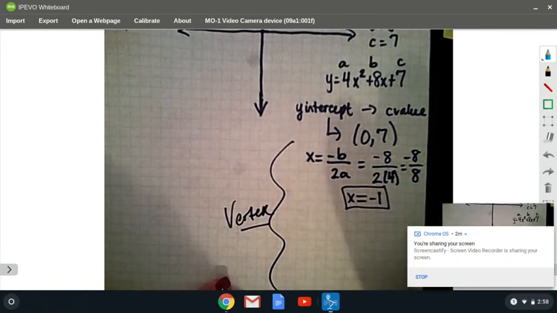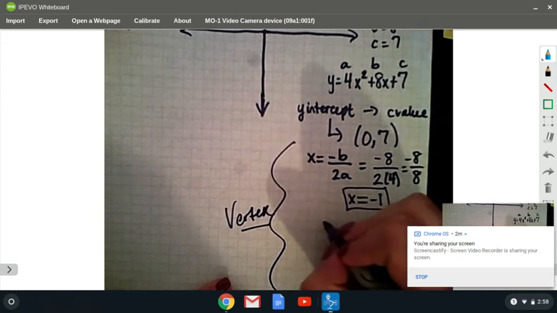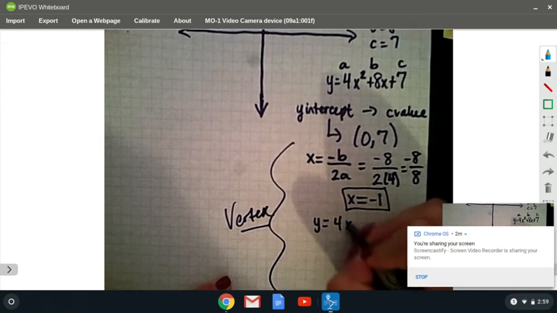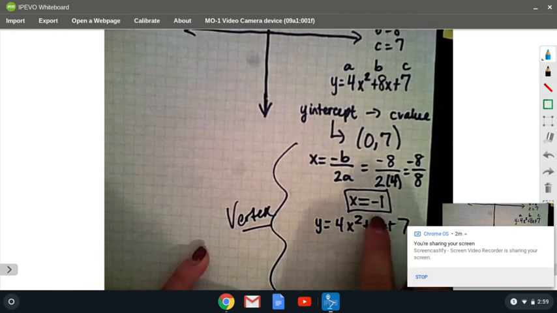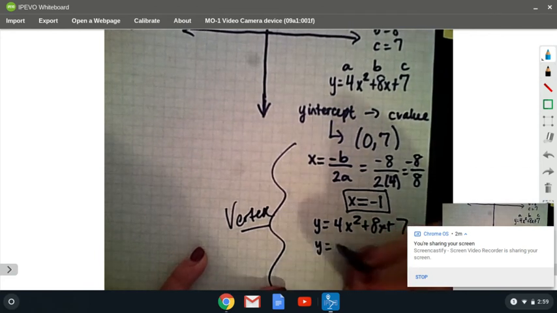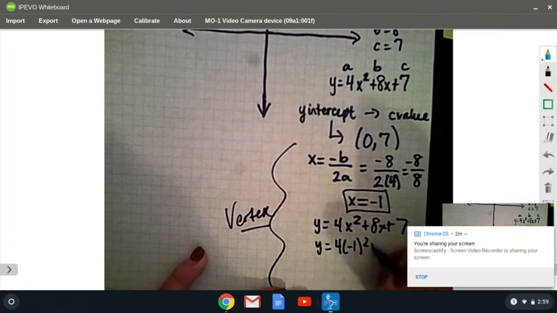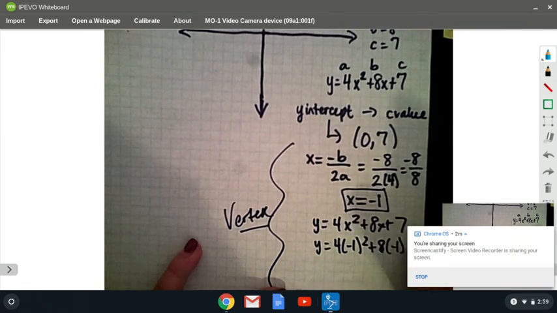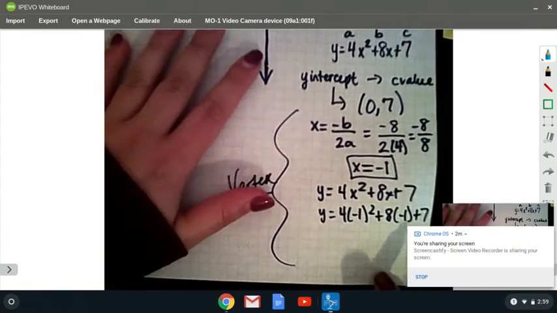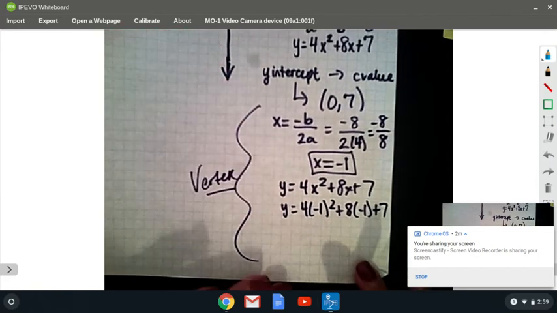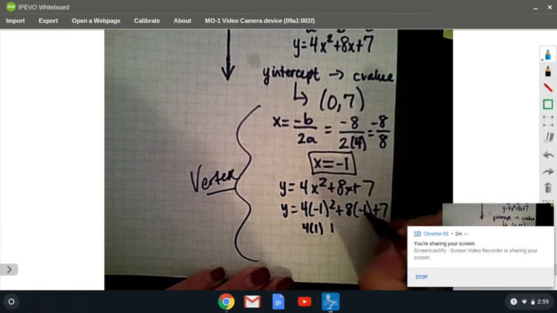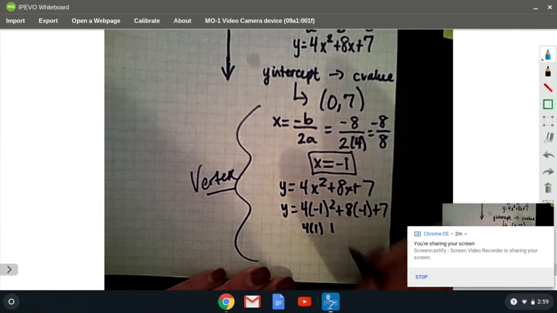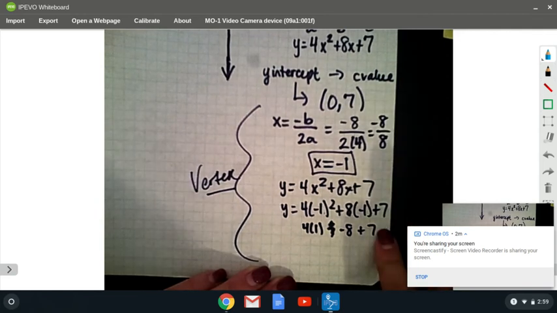I have to find the y value of it. So I'm going to take that original equation, and I'm going to plug in that x value everywhere I see an x. So everywhere I have an x, I'm plugging in a negative 1. This is going to help me find my y value. So negative 1 squared is just a positive 1. 8 times negative 1, that gives me negative 8. And I bring down that plus 7.